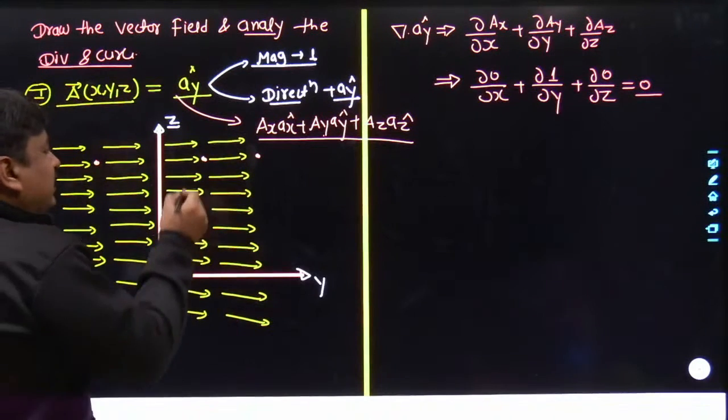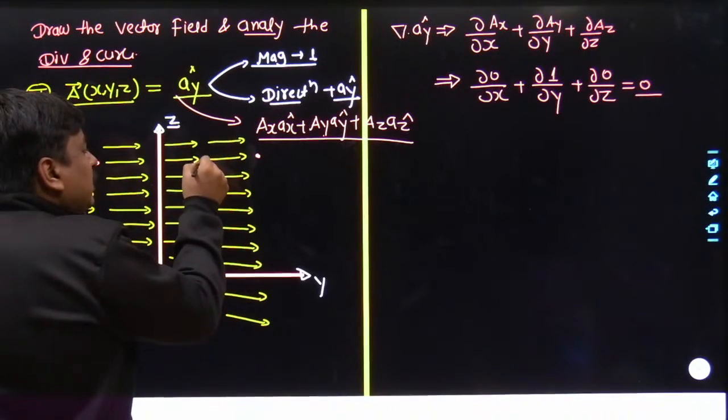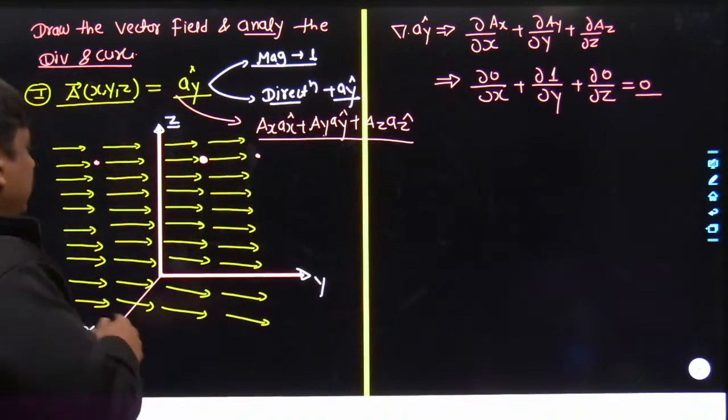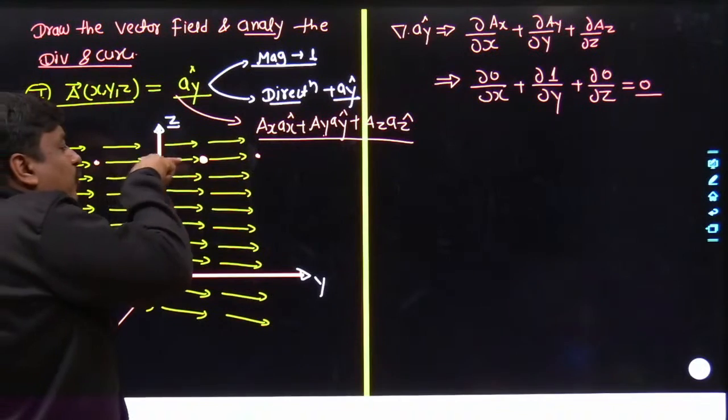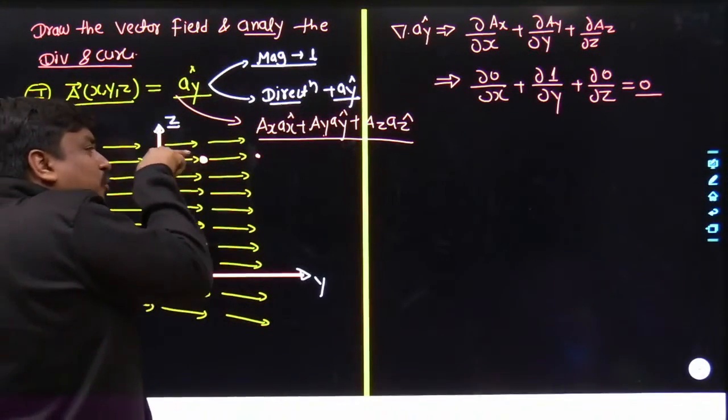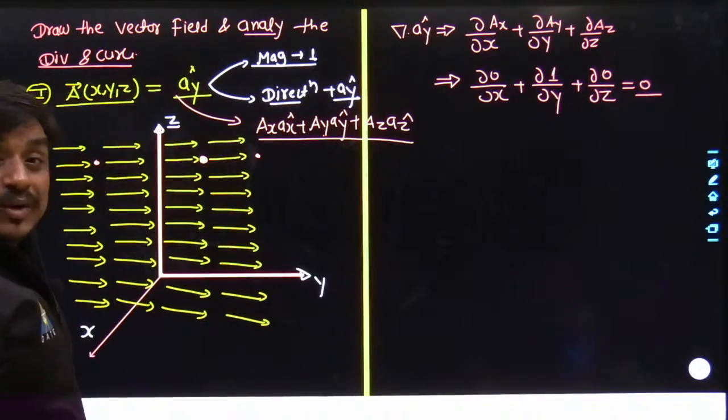May I know at this point whether the field is getting sourced or whether it is getting synced? What does it mean by sourced or synced? My dear friends, see, the magnitude of 1 is going inside this point, and the same magnitude of 1 is coming out from this point. What does it mean?